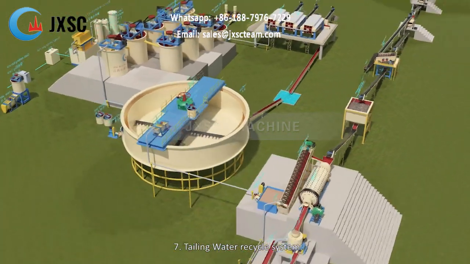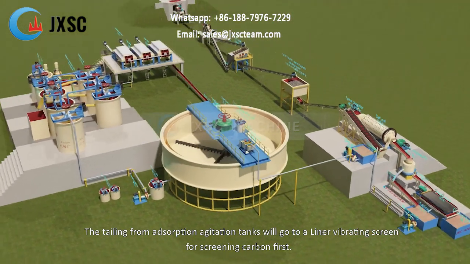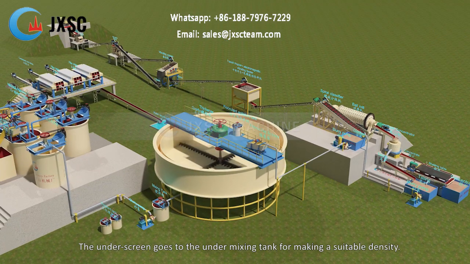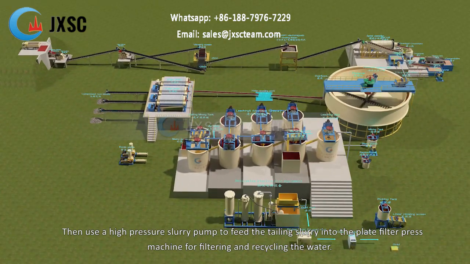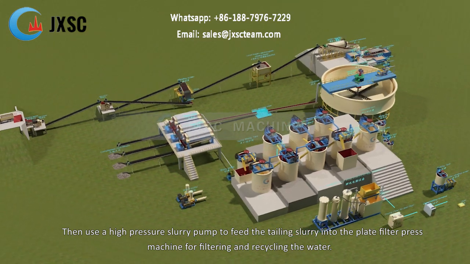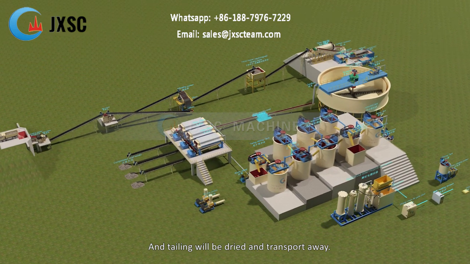7. Tailing water recycle system. The tailing from the adsorption agitation tanks goes to a linear vibrating screen for screening carbon first. The underscreen goes to the mixing tank for making a suitable density. Then a high-pressure slurry pump feeds the tailing slurry into the plate filter press machine for filtering and recycling the water. The tailing will be dried and transported away.